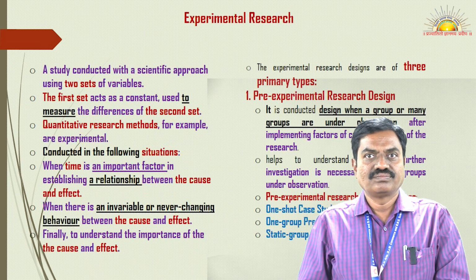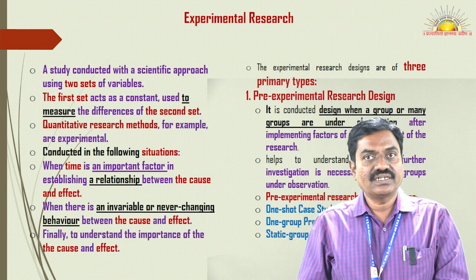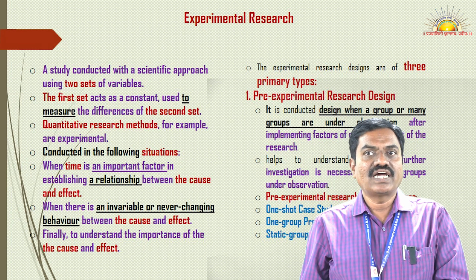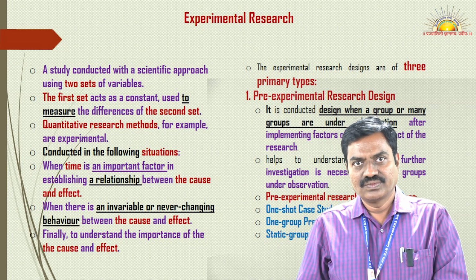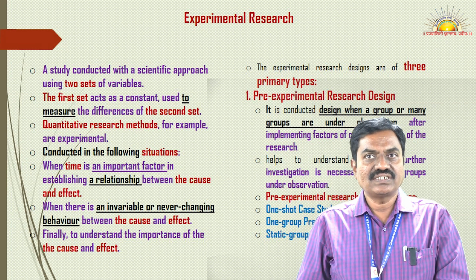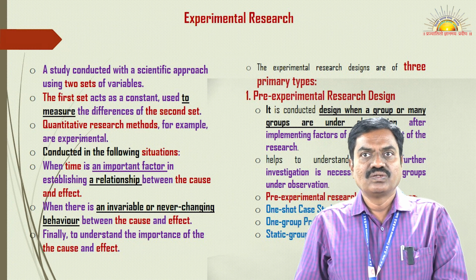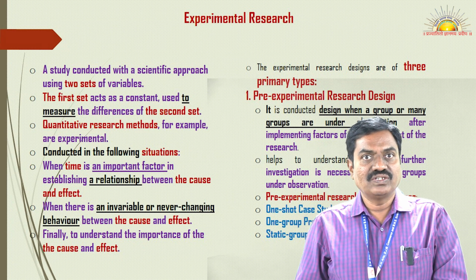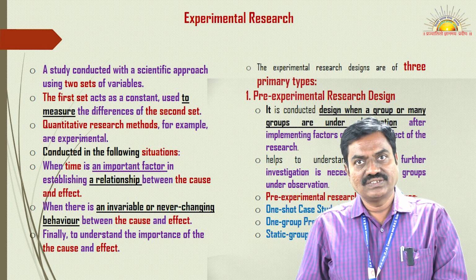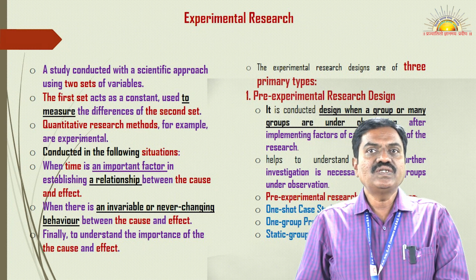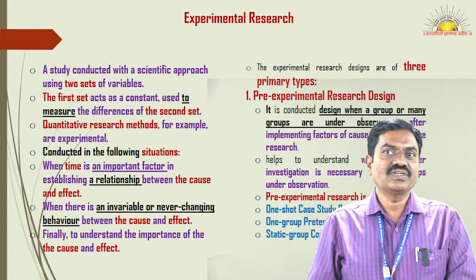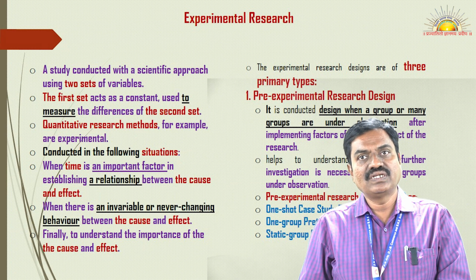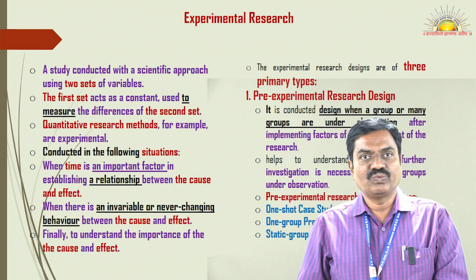Experimental research is a study conducted with a scientific approach using two sets of variables. The first set acts as a constant which we use to measure the differences of the second set. Quantitative research methods, for example, are experimental. A researcher can conduct experimental research in the following situations.